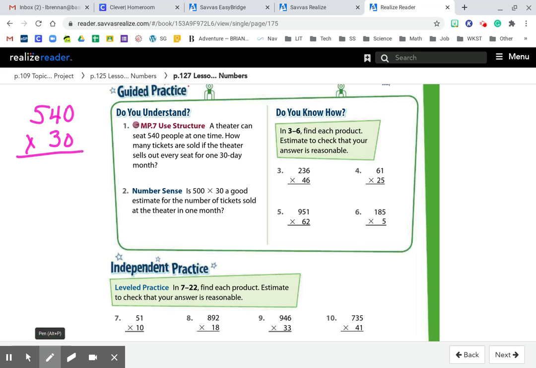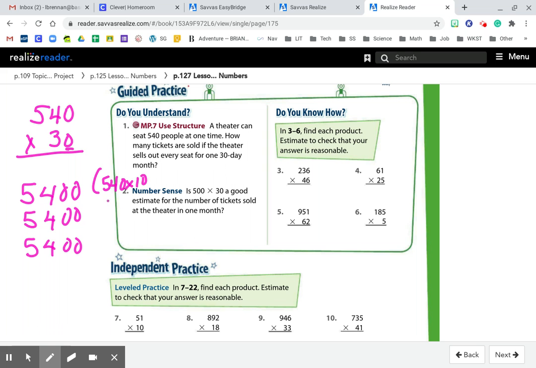Or you can just use the distributive property here. So I know that 540 times 10 is 5,400. And I know 30 equals 10 3 times. This is another way you can do it. So this is 540 times 10, and we just did it 3 times, because times 10 times 10 times 10 would be like saying times 30.